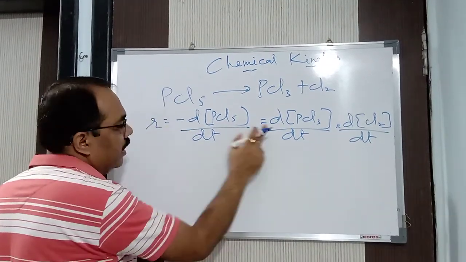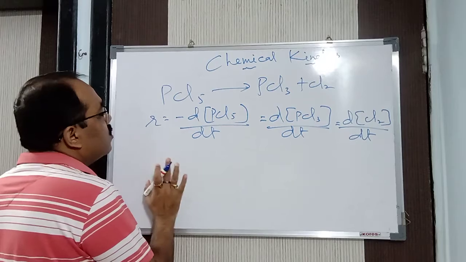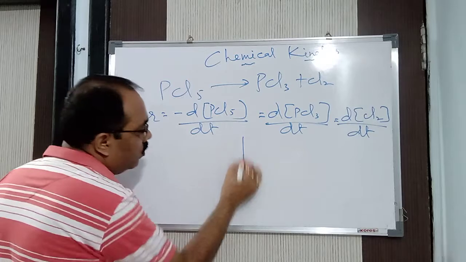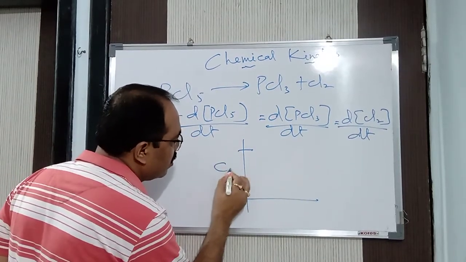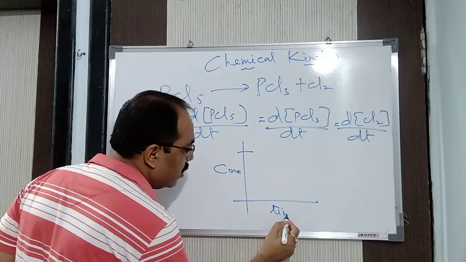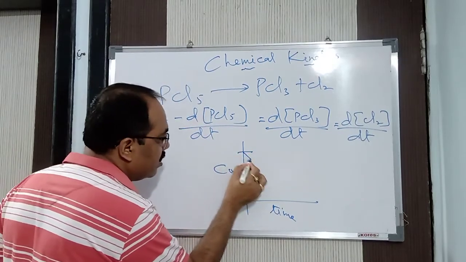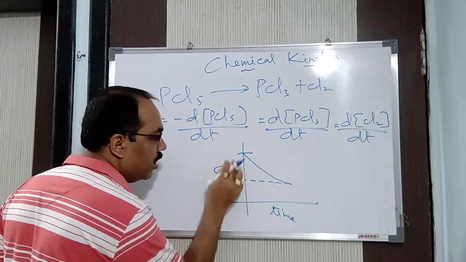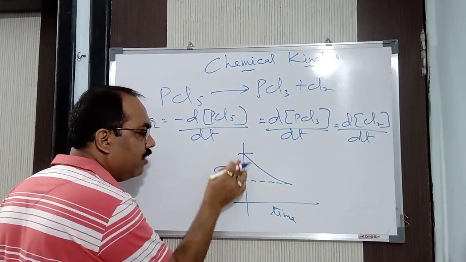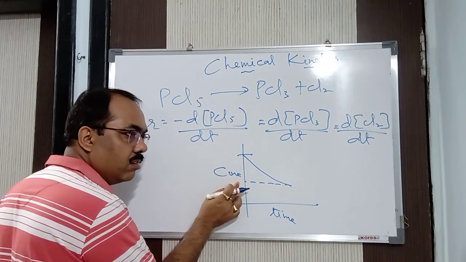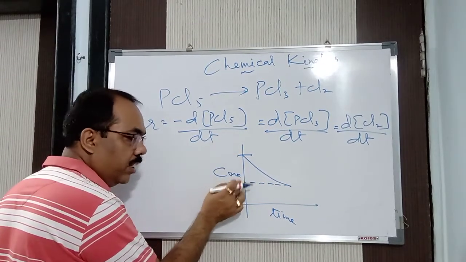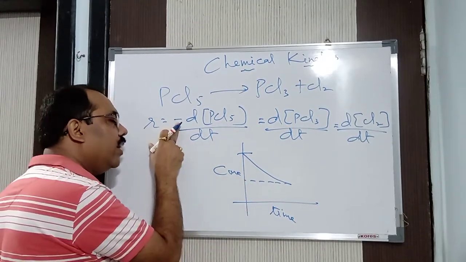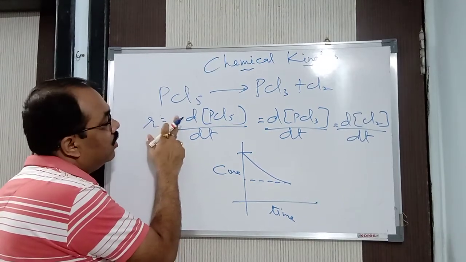Why did I put a minus sign here and a plus sign there? Now listen carefully. When you calculate the change in concentration of PCl5, you know that when we start a reaction, initially this is the concentration and this is your time. PCl5 is a reactant, so its concentration is going to decrease. So the initial concentration is somewhere here and this is your final concentration, let us say. Initial minus final will definitely be negative, because it is smaller minus bigger. But rate cannot be negative. Rate is always positive. So to convert it into positive, I put a minus sign before the change in concentration.